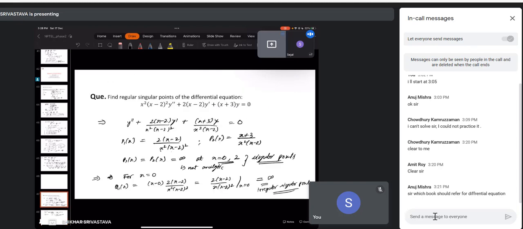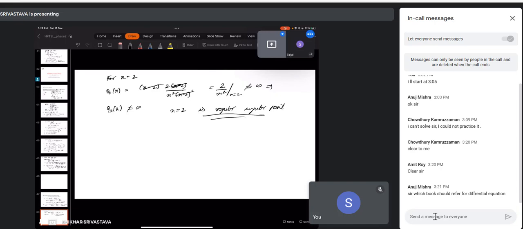So there are two steps. First of all, you have to find what the singular points are. You find them by calculating p1x and p2x, and from there you can find the singular points. Then you can find which are the regular singular points. Now, the significance of this: why do we find regular singular points? Because when we solve some special kinds of differential equations, we get these regular singular points.